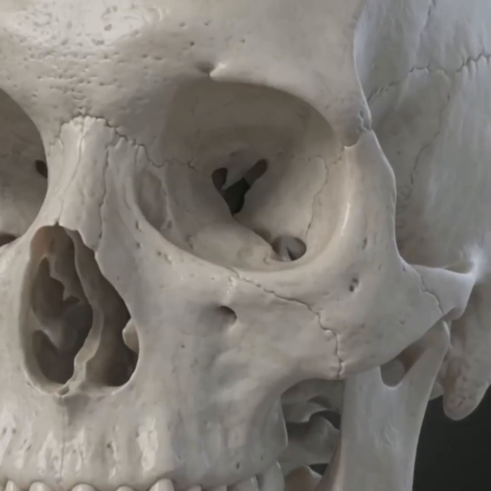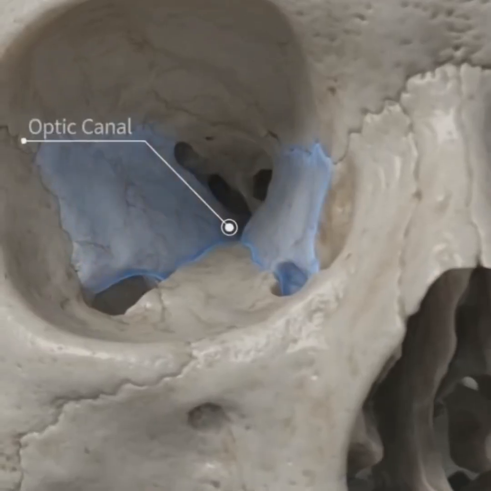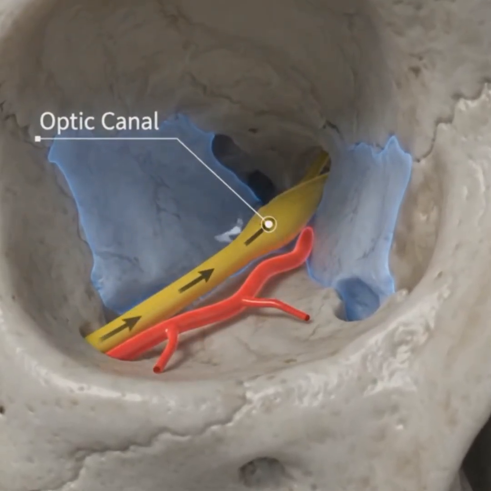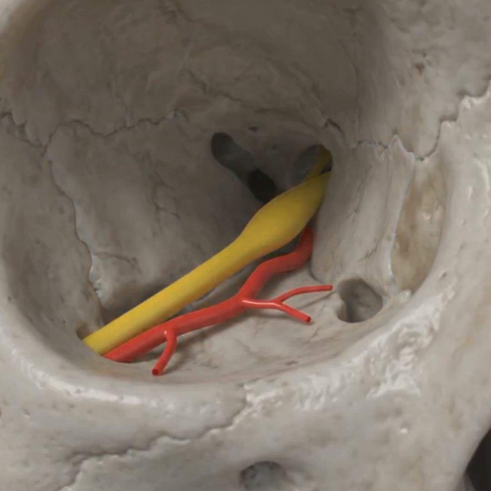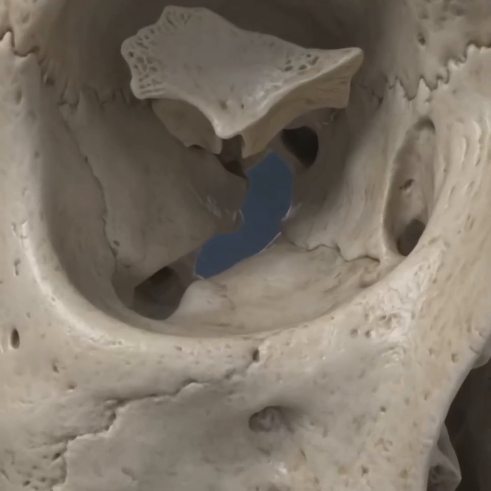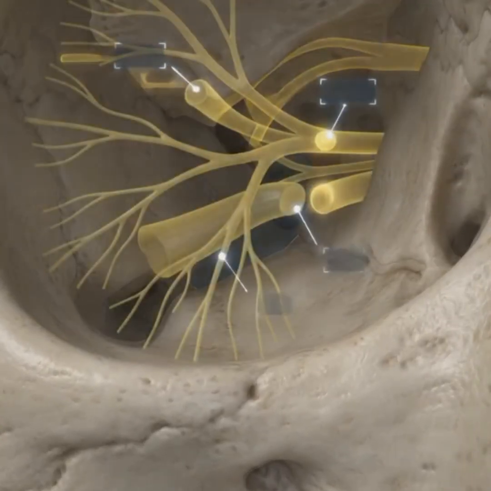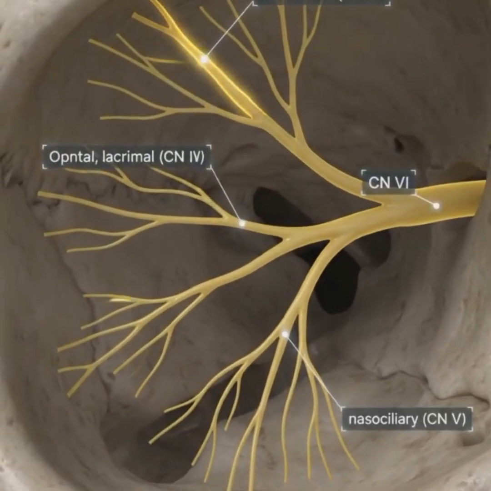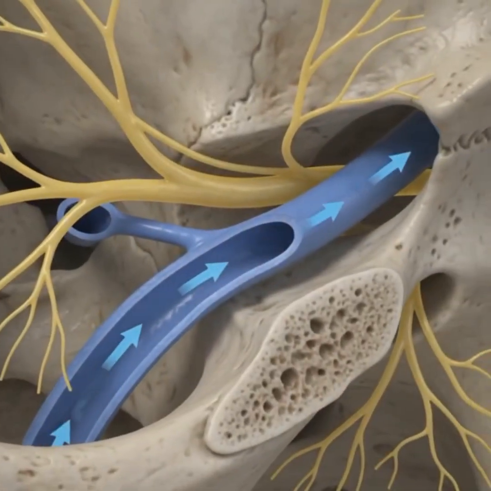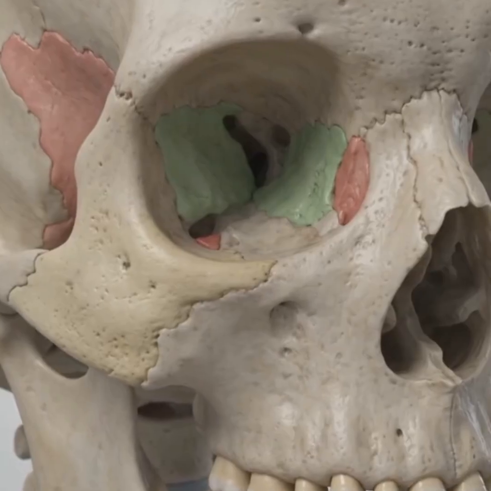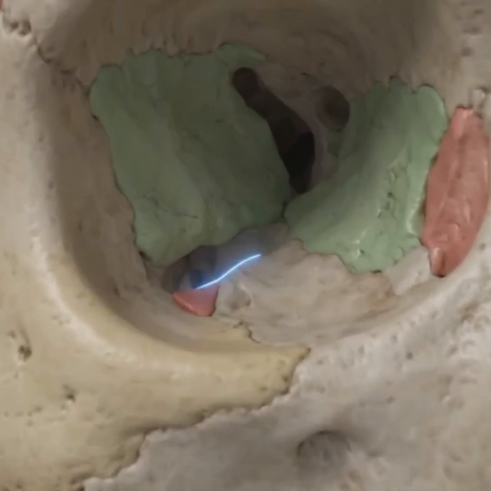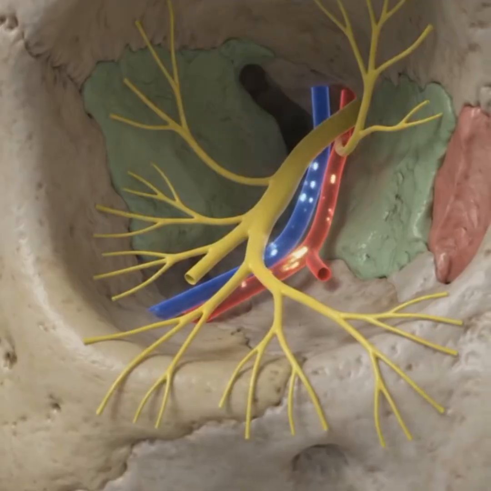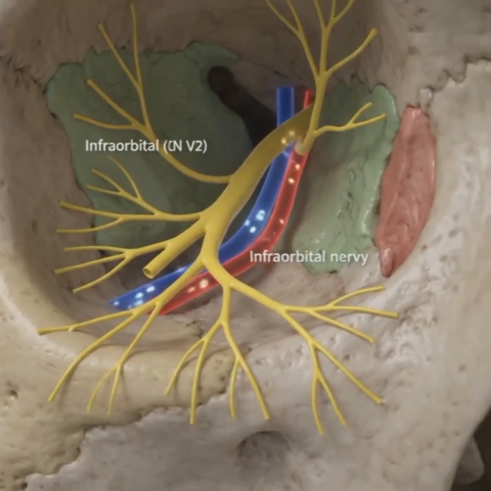Key neurovascular communication channels in the orbit include the optic canal, located in the lesser wing of the sphenoid, transmitting the optic nerve and ophthalmic artery. They also include the superior orbital fissure, a cleft transmitting the oculomotor, trochlear, and abducens nerves. Also included is the inferior orbital fissure, transmitting the maxillary nerve, its branches, and the infraorbital vessels.